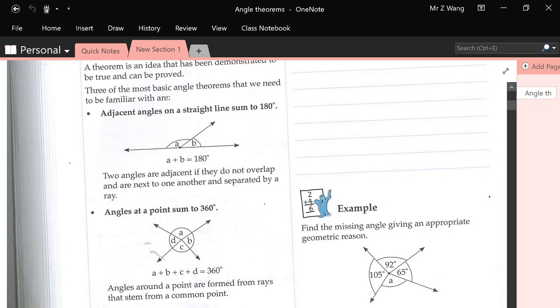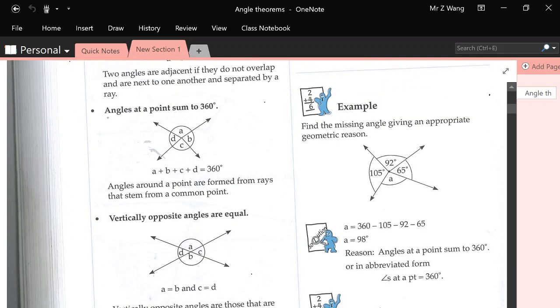Now, the second one is angles at a point sum up to 360. We learned that angles are a result of revolution, of rotation. Of course, a full turn is 360, so that's why angles around a point add up to 360. All right?